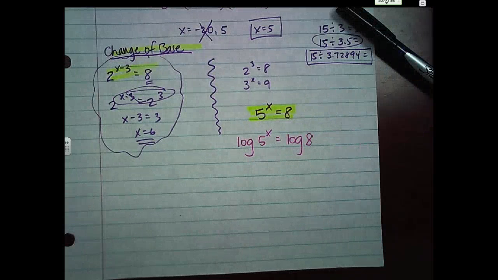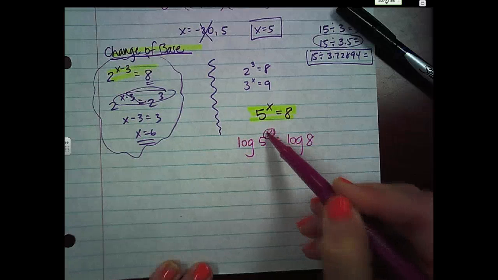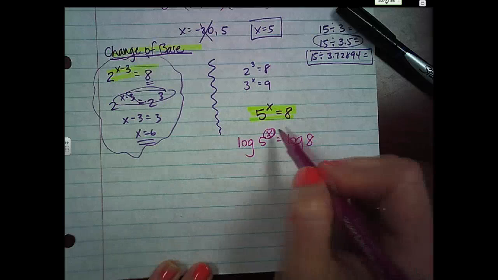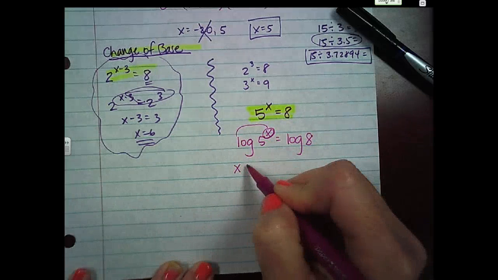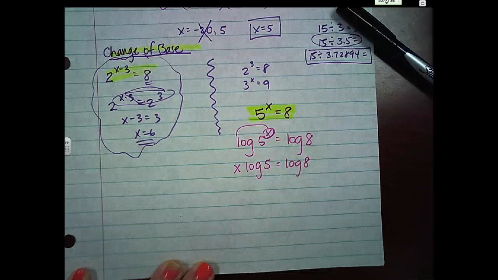And then we're going to use our properties that we studied yesterday. And what do we know when we have an exponent? Where does the exponent actually lead? Where does it go? In the front. So I'm going to rewrite this as saying, okay, x log 5 equals log 8. Got it?